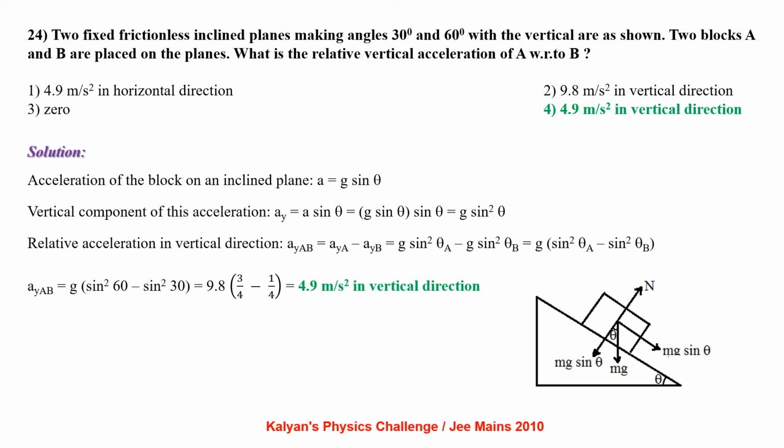Now relative acceleration in the vertical direction is Ay AB equals Ay A minus Ay B, that is g sin square theta A minus g sin square theta B, which comes out to be g times sin square theta A minus sin square theta B. Upon substituting the values theta A and theta B, that is 60 degrees and 30 degrees respectively, we get the answer to be 4.9 meter per second square.